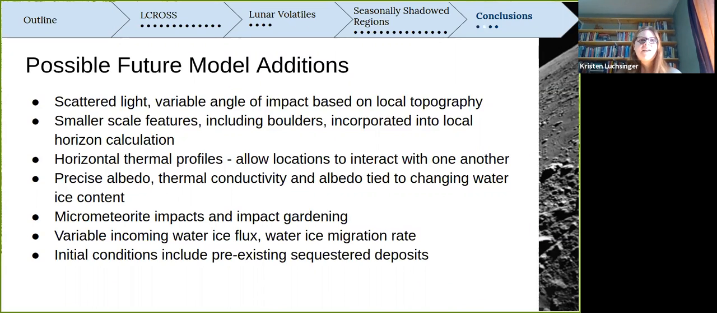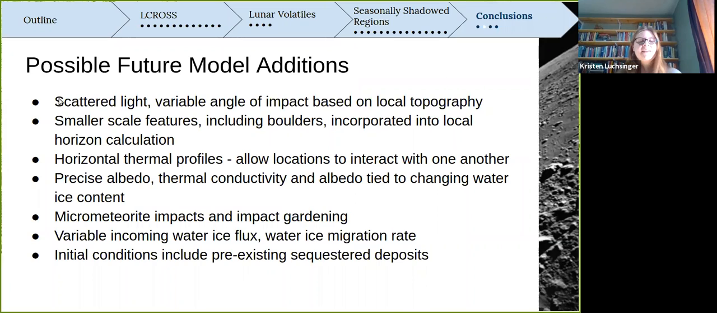So in the future, not in this immediate work, but if this model is at any point improved, these are possible model additions. And if anybody wants to collaborate on any of these improvements to the model, I would be very open to doing so. I know a lot of people have done incredible work already on really all of these facets of understanding the lunar environment.